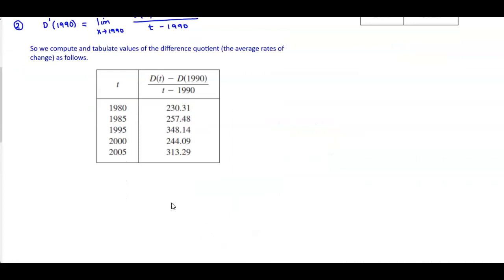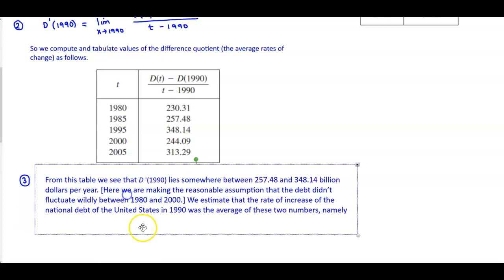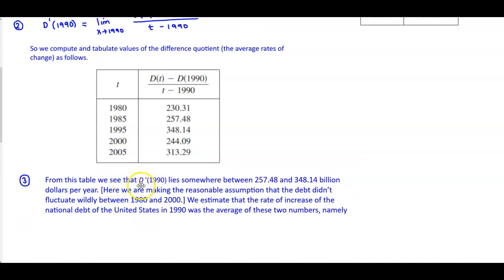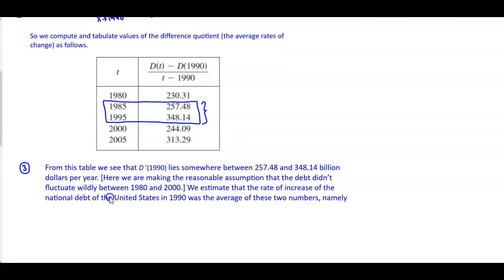So now that we've completed our table, we want to find out: the year 1990 lies between 1985 and 1995. So from this table, we see that D'(1990) lies between these two values, between 257.48 and 348.14 billion dollars per year.